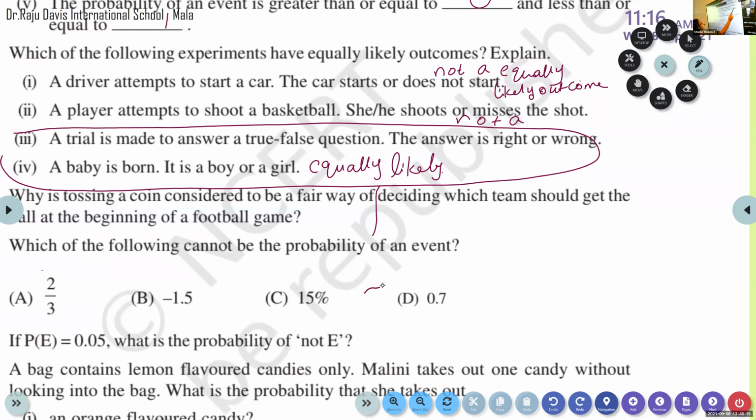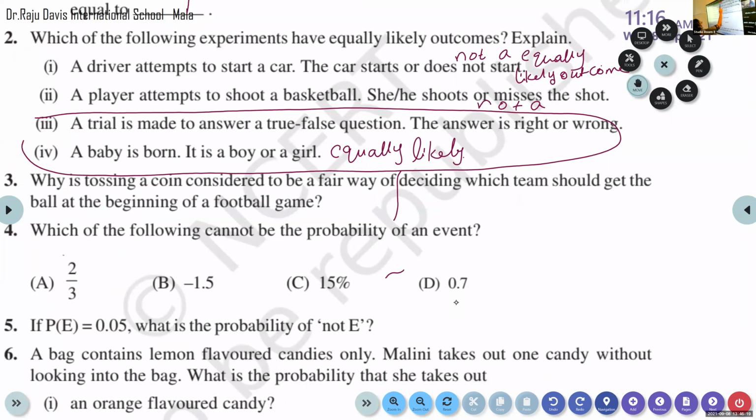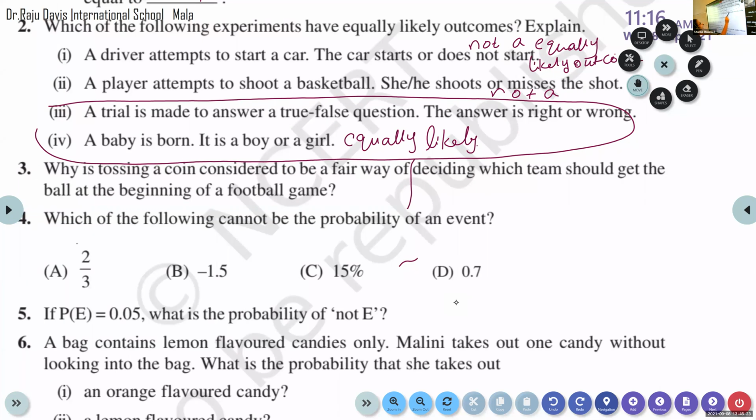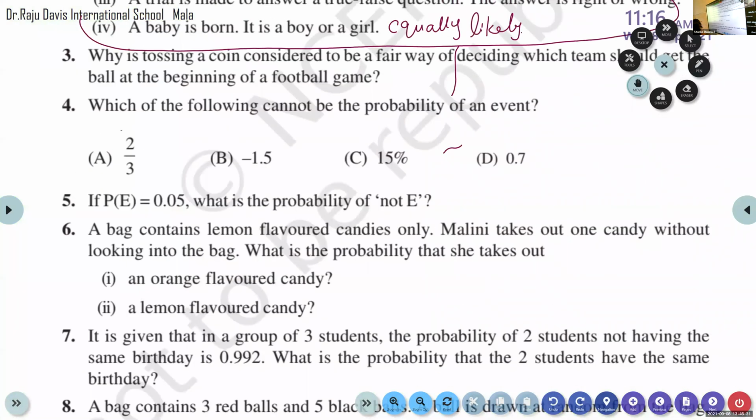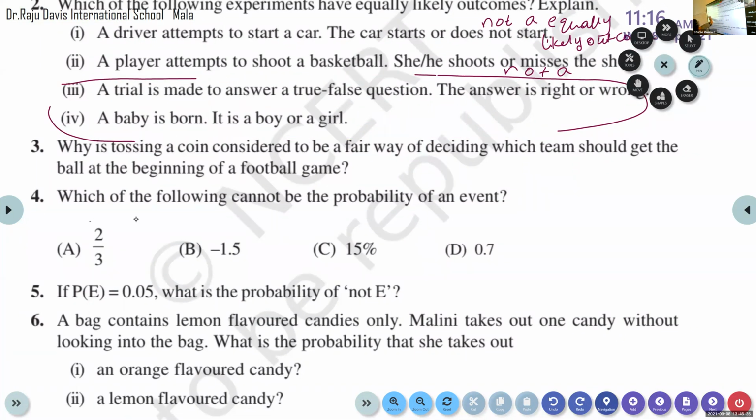Now, third question. Why is tossing a coin considered to be a fair way of deciding which team should get the ball at the beginning of the football game? In all our games, we will use tossing a coin to fix a thing. Why are we using it? Because both the outcomes, getting head or tail, are equally likely. We use it because the outcomes are equally likely. Head or tail are equally likely outcomes, which we cannot predict.